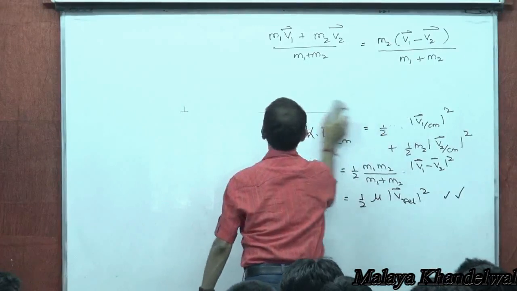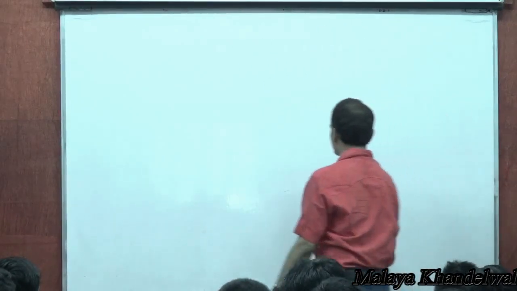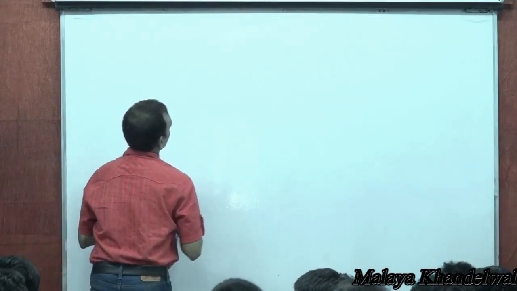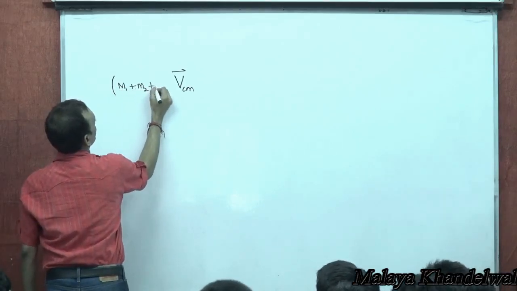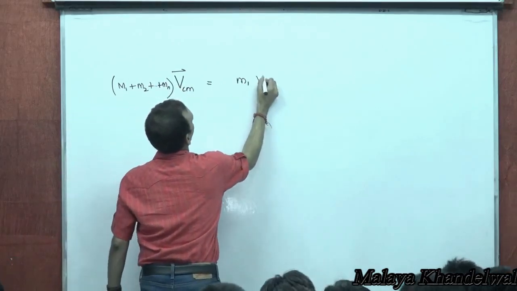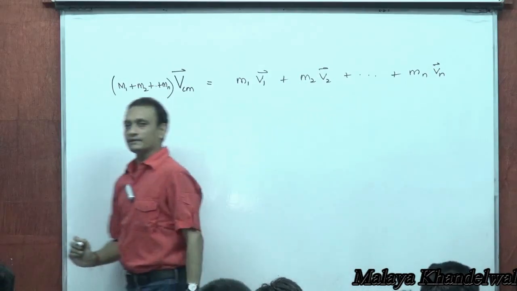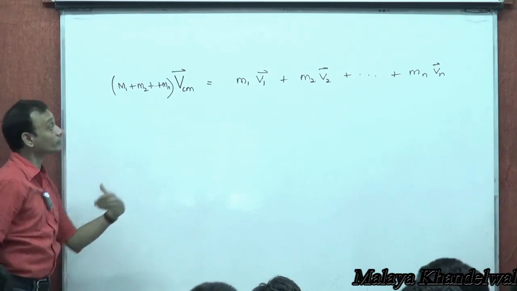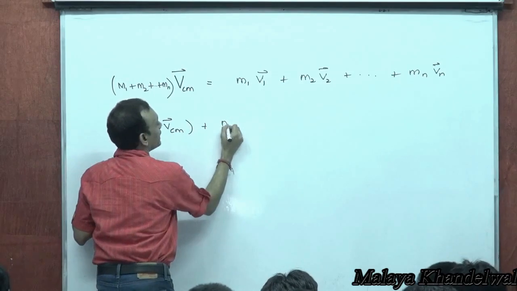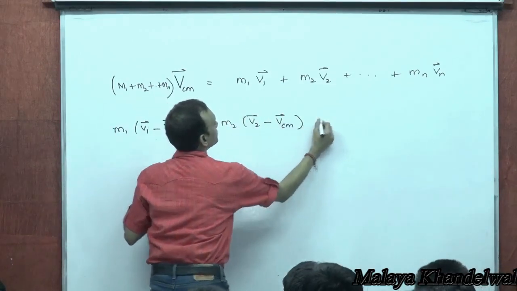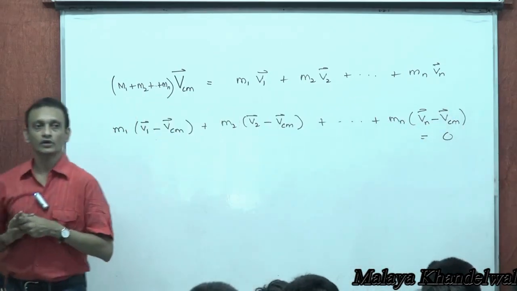Now, one more thing that I want you to just notice. The velocity of the center of mass is given by (m1 v1 plus m2 v2 plus ... mn vn) divided by the total mass. For a system of particles, the velocity of the center of mass is given by this, isn't it? Which means I could write this as m1 into (v1 minus vcm) plus m2 into (v2 minus vcm) plus mn into (vn minus vcm) equal to 0. Could I write it this way, rearranging the terms?